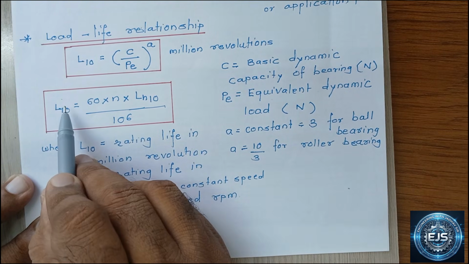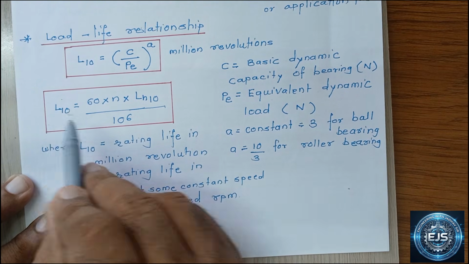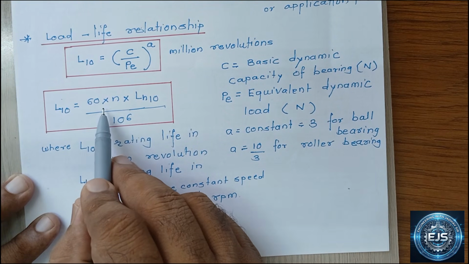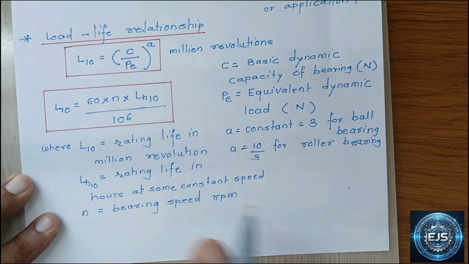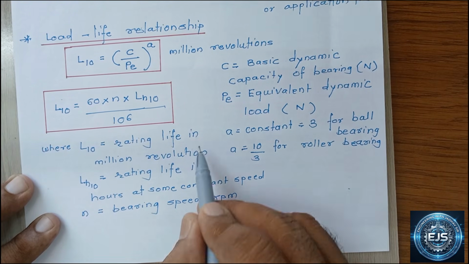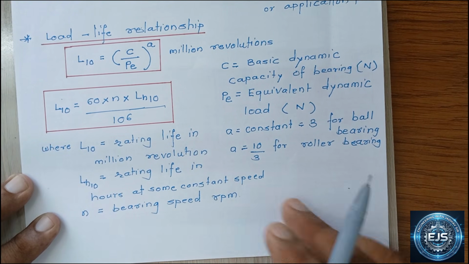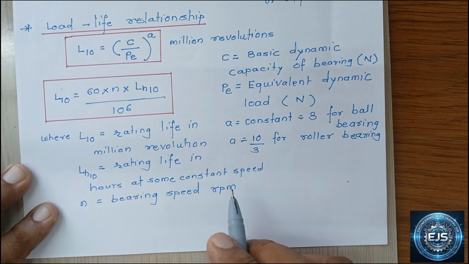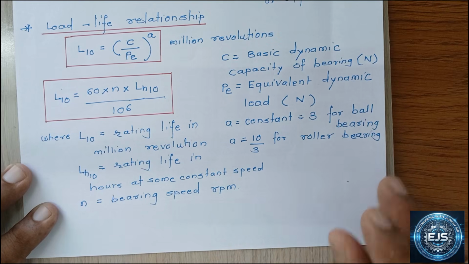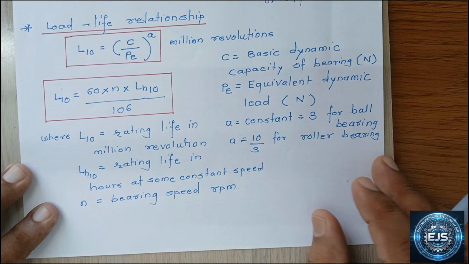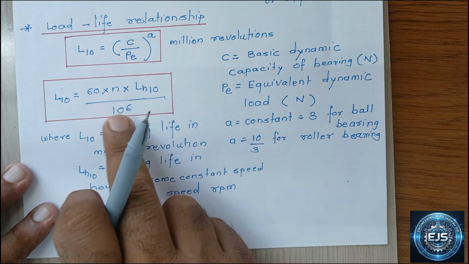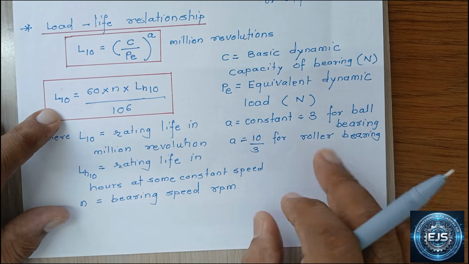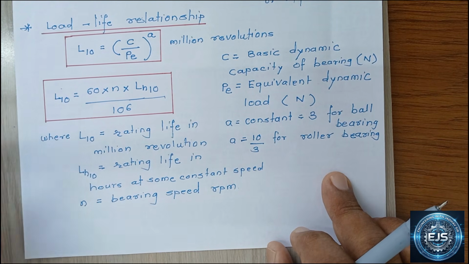This is the relation between rating life of the bearing in millions of revolutions and the life of the bearing in hours. So L10 life is equal to 60 into N into LH10 upon 10 raised to 6, where L10 is the rating life of the bearing in millions of revolutions, and LH10 is the rating life of the bearing in hours at the same constant speed. N is nothing but the bearing speed in revolutions per minute. So this is about the load life relationship and the relationship between the rating life in millions of revolutions and hours of service.